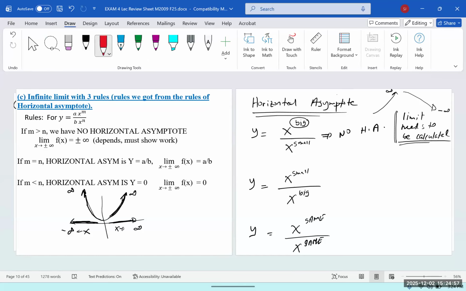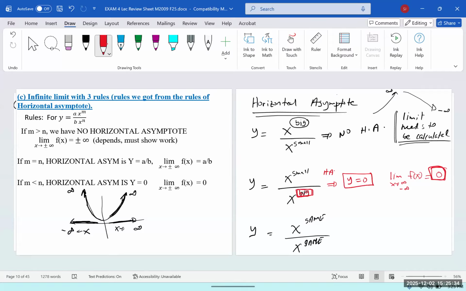In the second scenario, anytime the denominator is big, your horizontal asymptote is y equals 0. Always, always, always. It doesn't matter what number you have, as long as you have the highest degree on the denominator, the horizontal asymptote is y equals 0. And whether x goes to positive infinity or negative infinity, it doesn't matter. Your limit will always be 0.